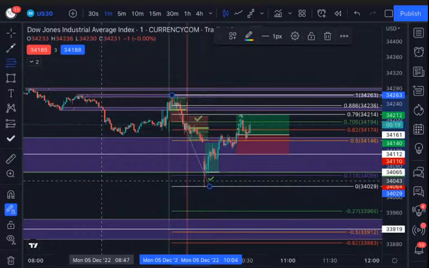It's wicking off that 77 level. It's going to have to at least close above that to give it a nice push. There we go. It's wicking off of that drop. It's literally perfectly wicking off that level at 34194. Yeah, I see what you're talking about.